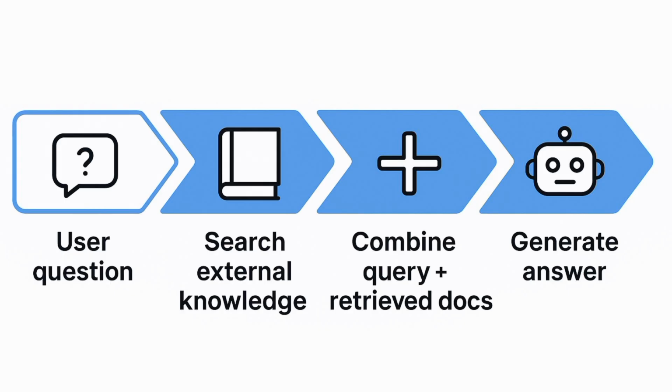So another thing we'll look at now is the visual process flow. So here we have the user asks questions, it searches external knowledge, combines query and retrieved documents, and generates an answer. You can see this retrieval, you see this process and see how it's fine displaying.